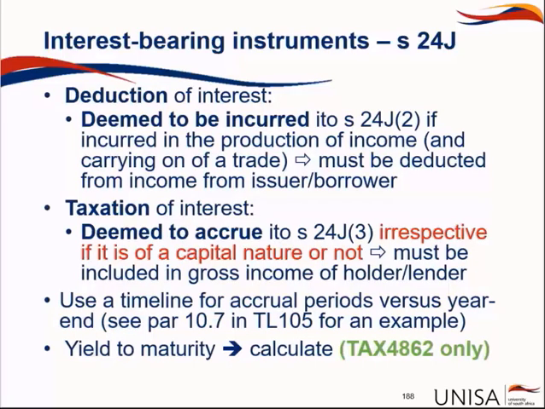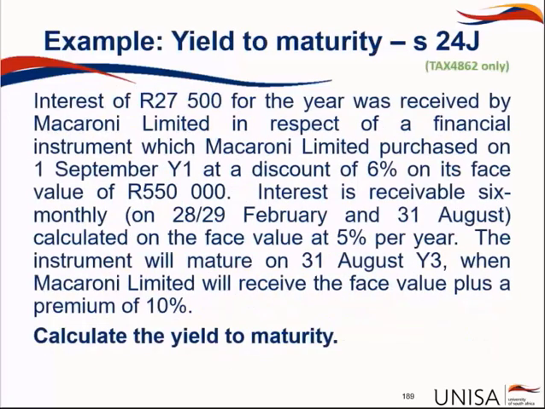When you're looking at interest-bearing instruments in terms of Section 24J, it's always a good idea to use a timeline to help you with the accrual periods versus the year-end, where the payment dates do not line up with our year-end. For Level 2 students only, you need to be able to calculate the yield to maturity, and we'll have a quick look at an example of that. Here we have an example. Pause the video and take a look at the example, and then we'll go through the solution.